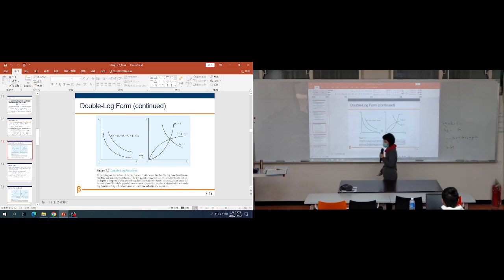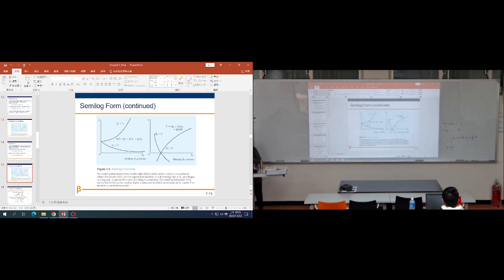All right, and there are some diagrams. Look at this one. This is called semi-log form. This is using log y and linear x. And this is linear y with log x. And really, the diagram is different.